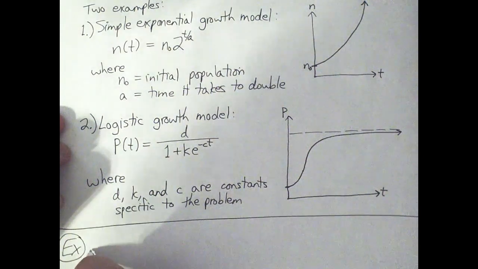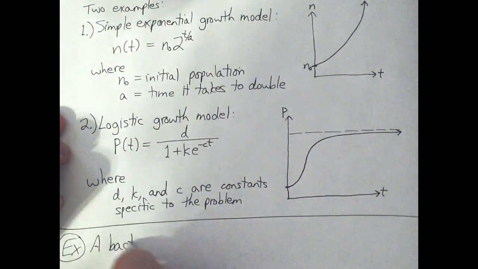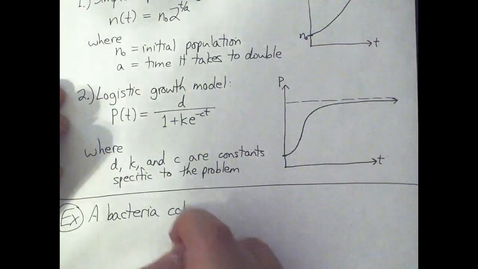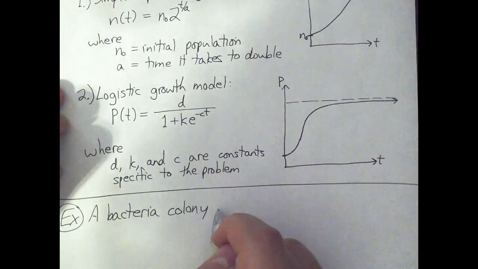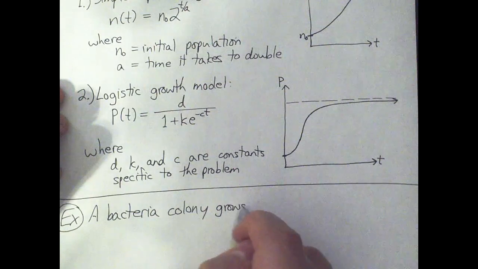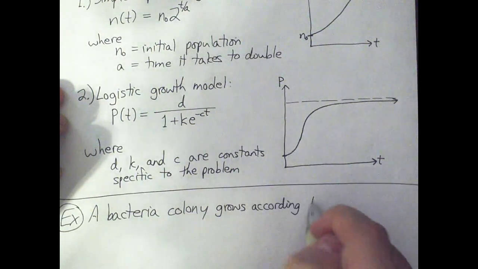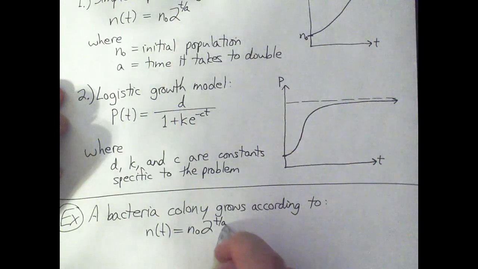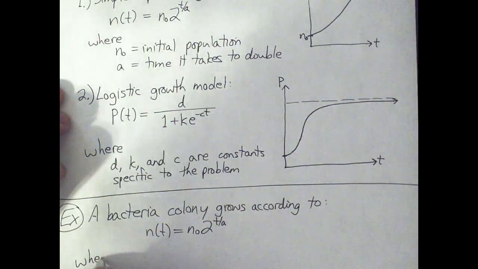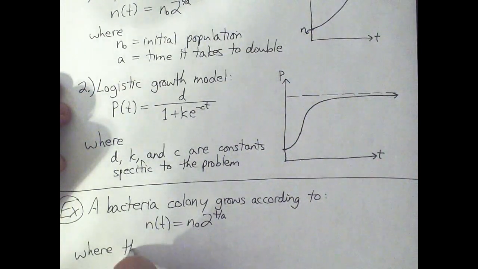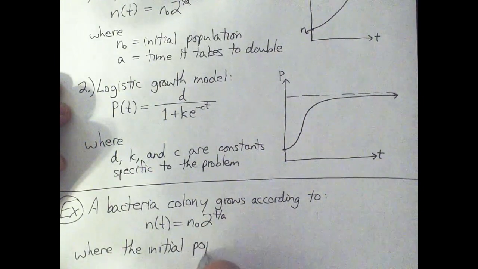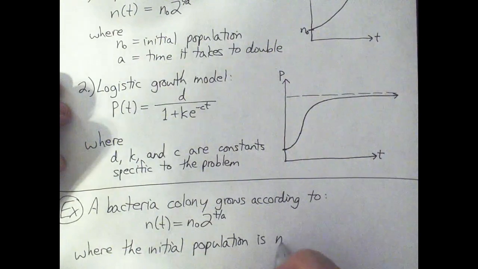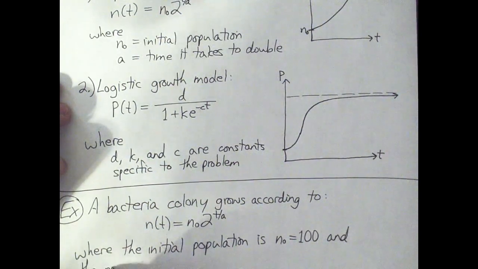So for example, a bacteria colony grows according to this growth model, where the initial population is 100 individuals, and the population doubles every 2 hours.